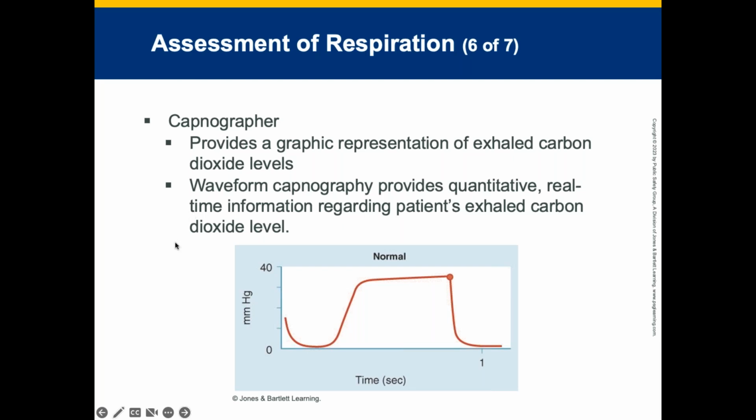Any questions at all so far on this? Good? No? Right? Very important to understanding how these work. I have a whole other lecture that I do just on capnography, because there are so many different rhythms and waveforms that we can look for to be able to tell how a patient is presenting.